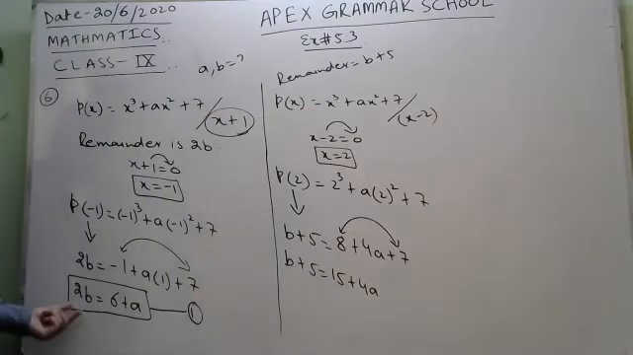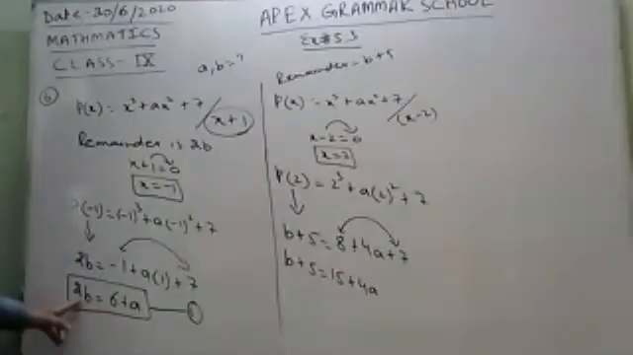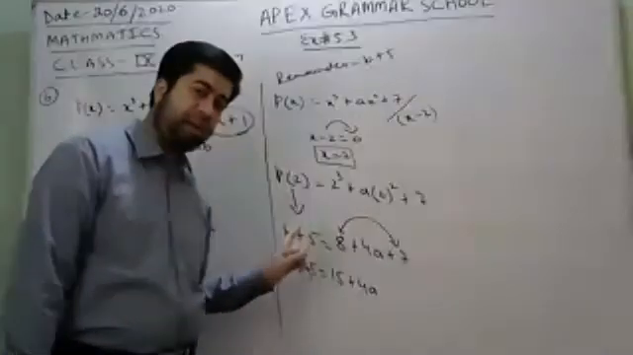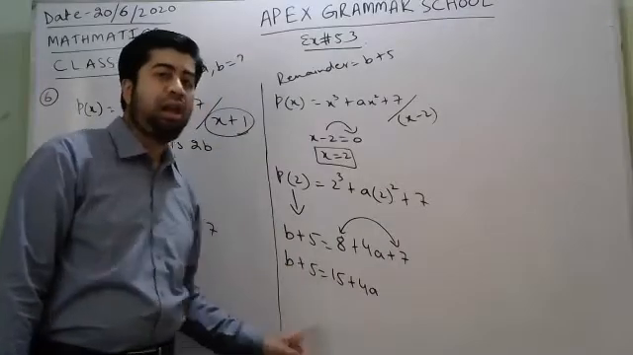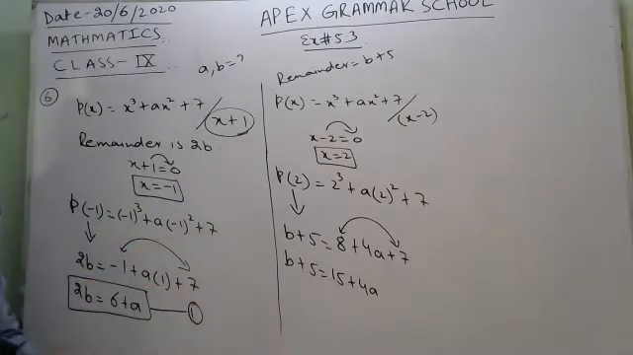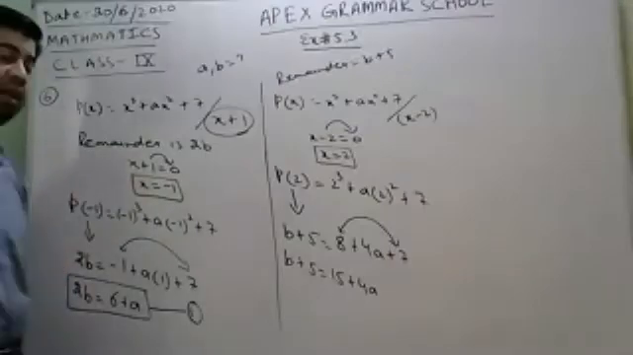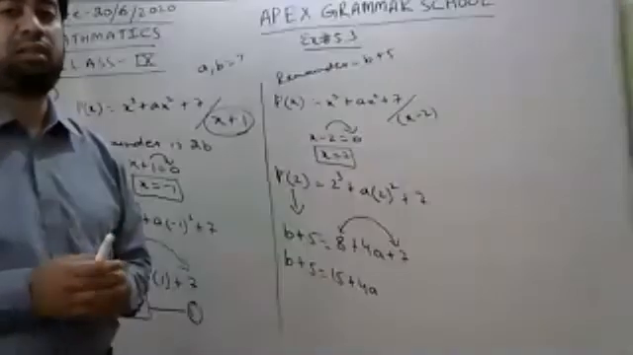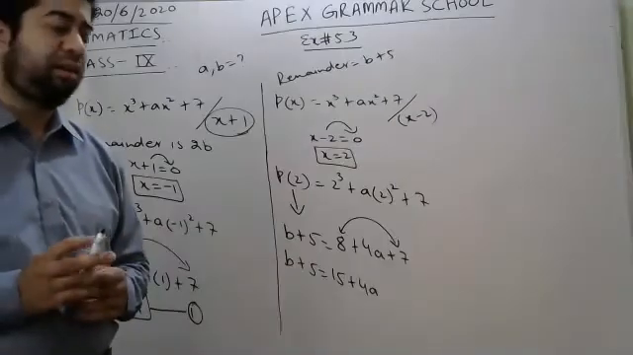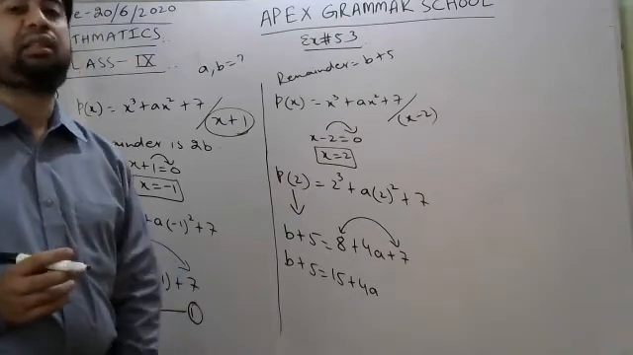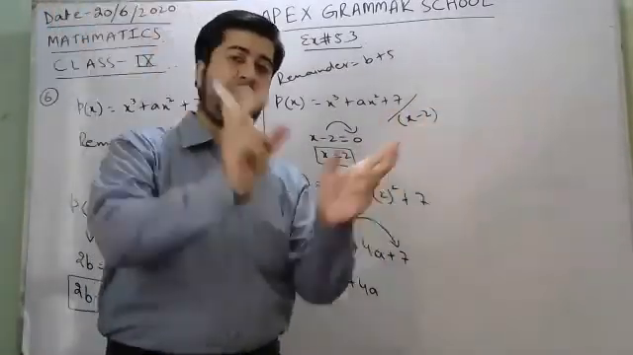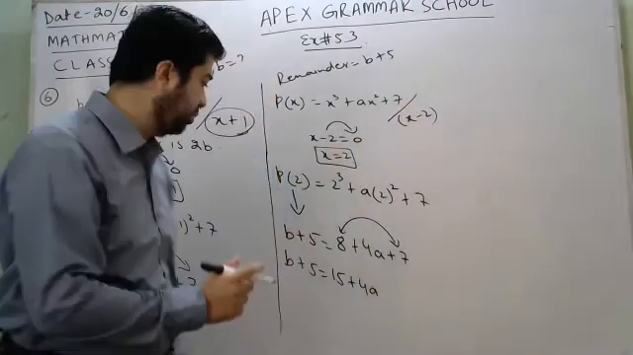Here you can see that in equation number 1, we have this 2b. If we get the value of b from here and put it in this one, then we can get the value of a and b easily. These are simultaneous equations that you have done in your previous classes, class 7, class 8, equation number 1 and equation number 2, just equating them and getting the answer.